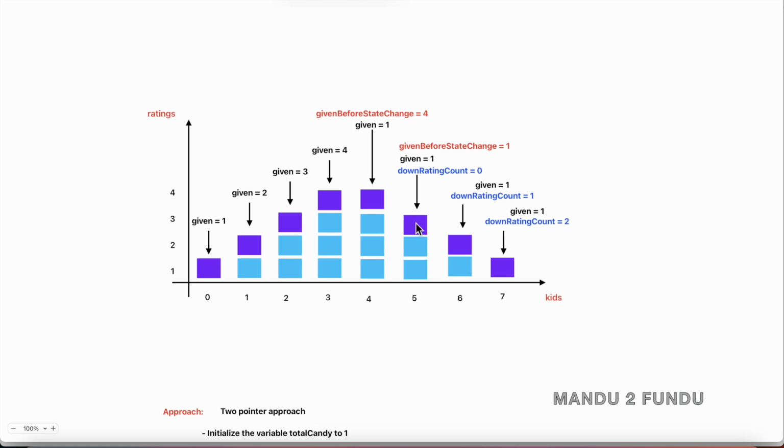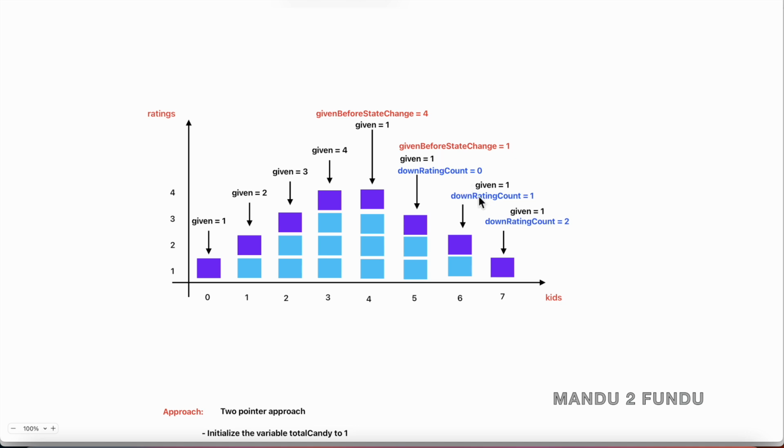And because this kid has higher rating than this kid, we have to give 1 extra. This kid gets 2 and this kid also gets 2, right? But we have to satisfy the second condition wherein the kid with the higher rating should get more than this. So we have to increment this also, right? So basically we have to add the down rating count to the total candies count, okay?